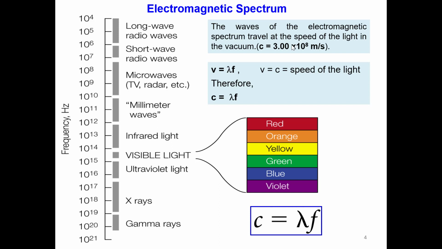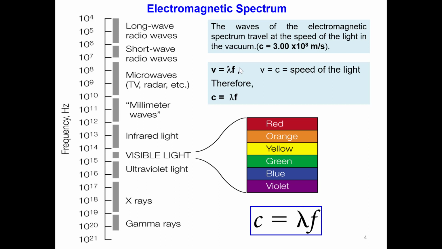Also, the waves of the electromagnetic spectrum travel at the speed of light in vacuum. This means all these different waves travel at 3.00 times 10 to the power 8 meters per second in vacuum. Because these are waves, we can describe their motion using this equation. Remember, v corresponds to the speed, lambda corresponds to the wavelength, and f is for frequency.